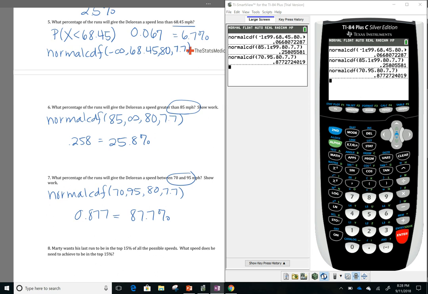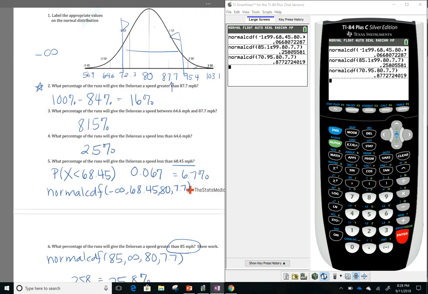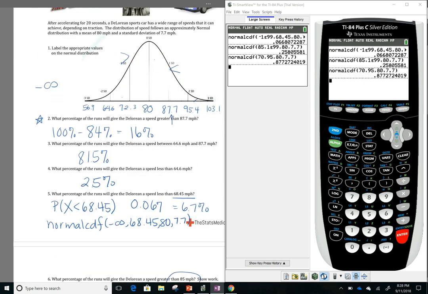Now, lastly, Marty wants his last run to be in the top 15%. So what speed does he need to be in the top 15%? So in this case, we're given a percent. And so I don't necessarily have any of these numbers. All I know is that if I have a line, I need this area here to be 0.15, which means that this area is 0.85.